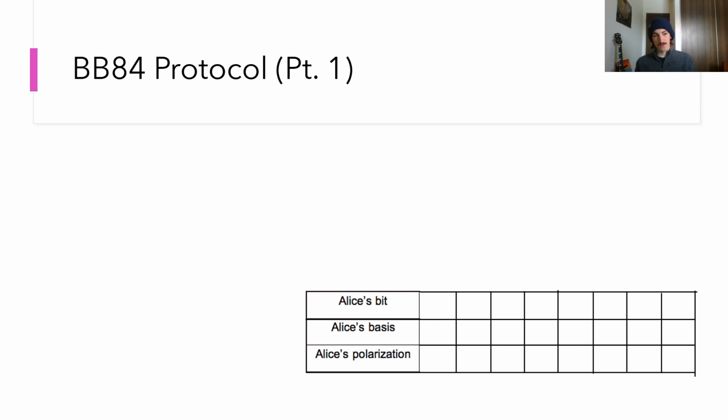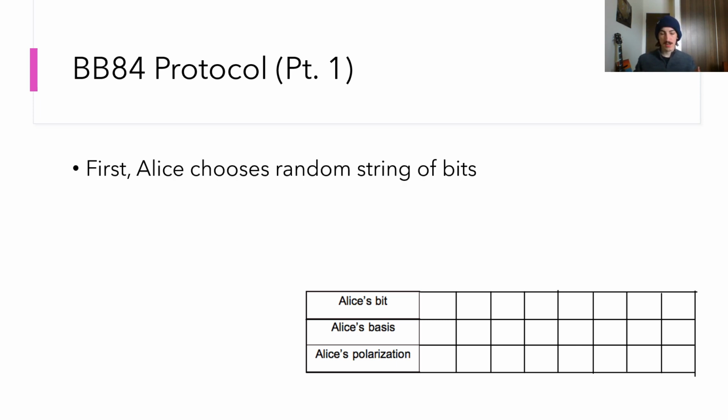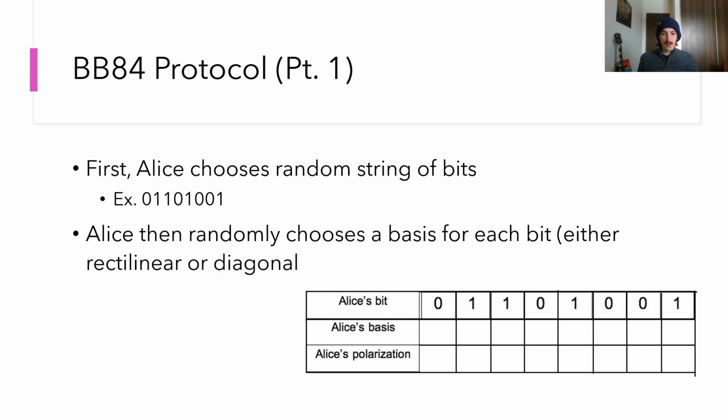So, the first part here, say you have Alice and Bob. Alice will first choose a random string of bits, say 0110101. Put that in the table there. She'll then randomly choose a basis for each one of these bits. So, say for the first bit, she'll choose the rectilinear basis, and then for the other ones, she'll just do it at random for each of these. And then from there, it calculates the polarization.